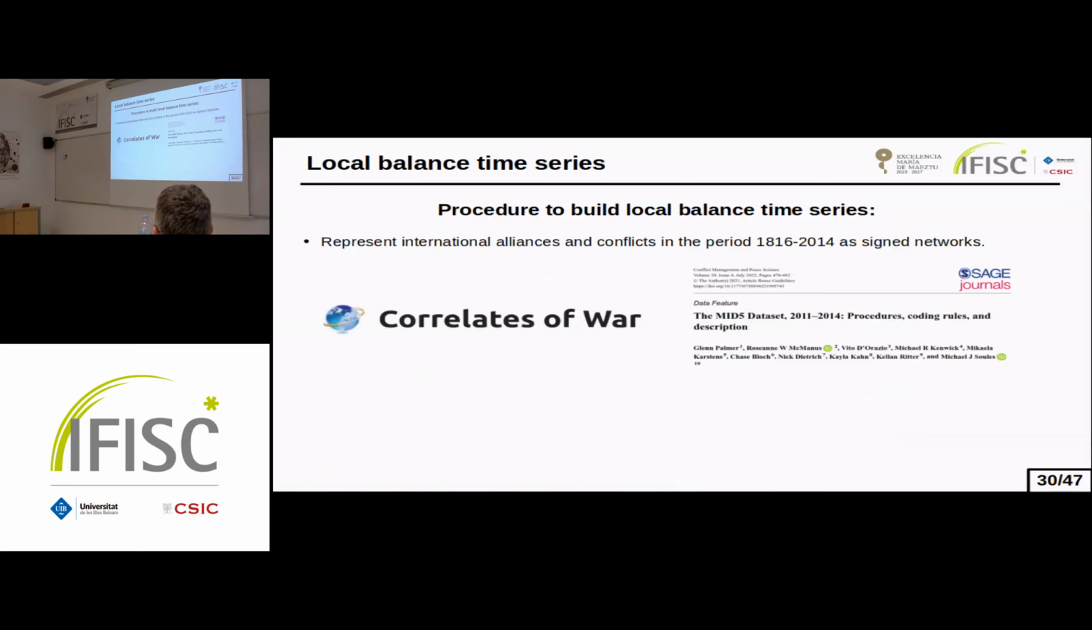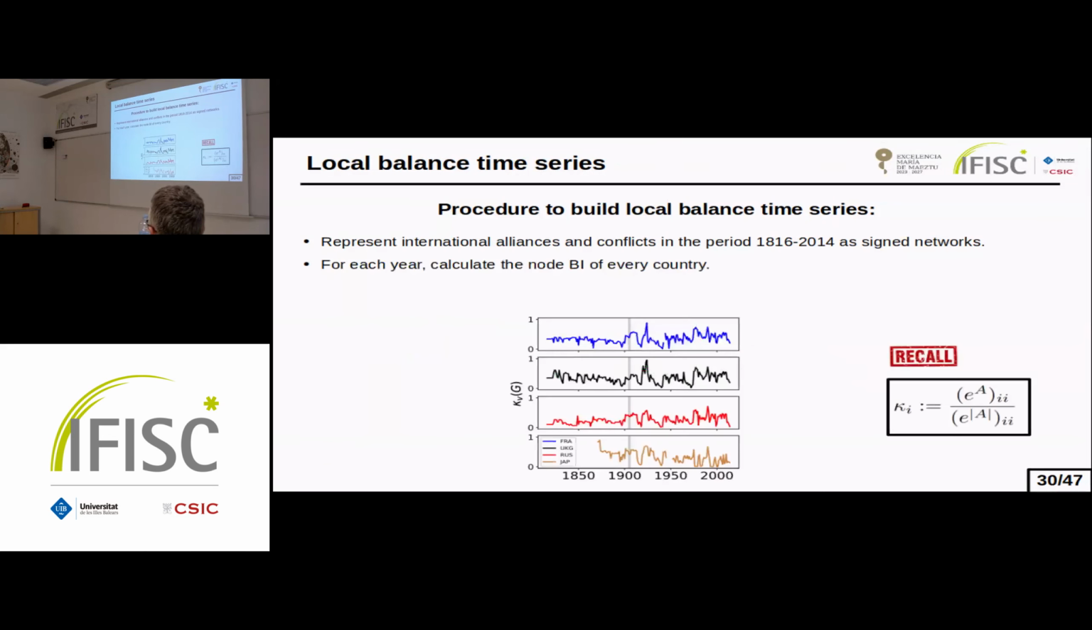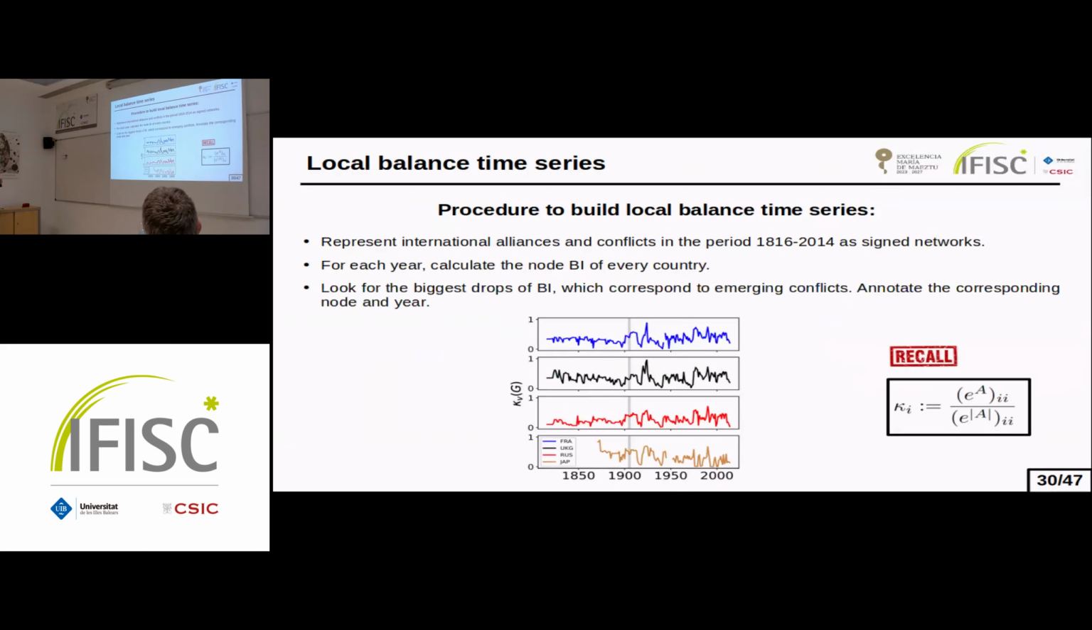Let me give you a bit more information about how to extract the local balance time series. First, we took lists of alliances and enmities between the period 1816 and 2014 from this big project called the Correlates of War. And with this data, we created a temporal network, one network for each year that is signed. Then we computed the local balance of every country every year and built local balance time series, which look like this. And finally, we looked at the peaks and valleys to see if they corresponded with historical events.